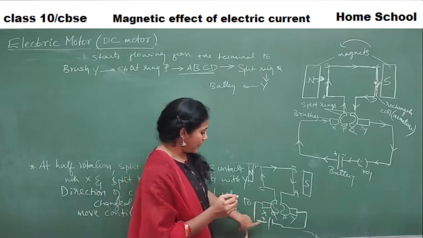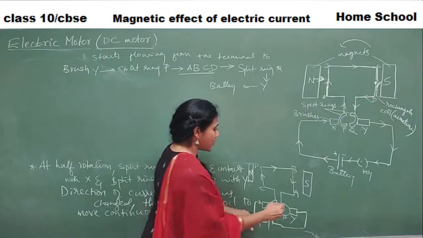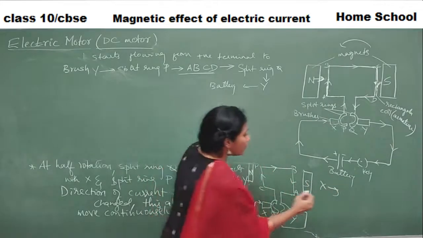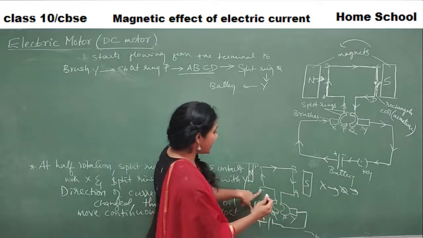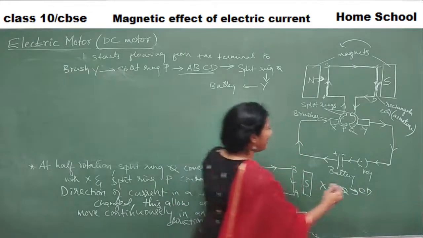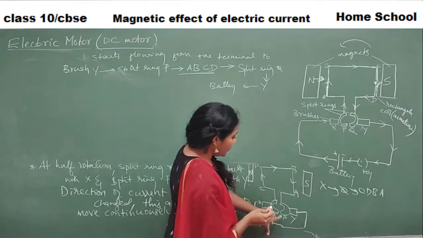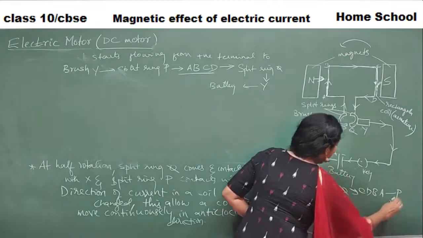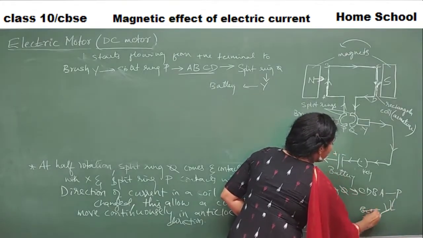Now can you tell me what is the direction of current when split rings got changed their position? See, the current will move from positive side, right? Positive side, it is moving to brush X. From brush X, it is moving to Q. From Q, it is moving to CD, right? Current is moving in CDBA. From CDBA, it is moving to split ring P. Later, it is moving back to split ring Y and then back to the battery.